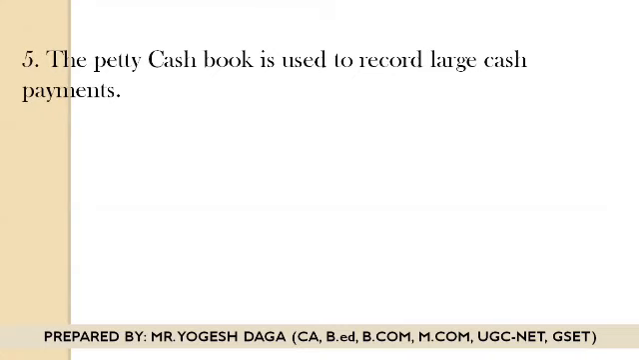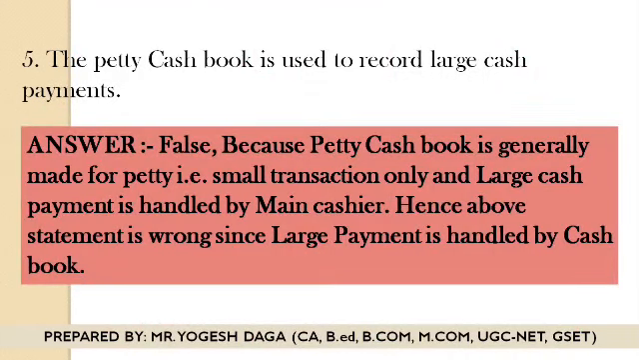Now the fifth question: the petty cash book is used to record large cash payments. Now students, do you think this statement is true or false? So yes, the correct answer is false. Why? The petty cash book has been prepared because the main cashier cannot handle the small transactions, which will be handled by the petty cashier, and because of that the petty cash book has been prepared. So the right answer is that the petty cash book is used to record only small cash payments.